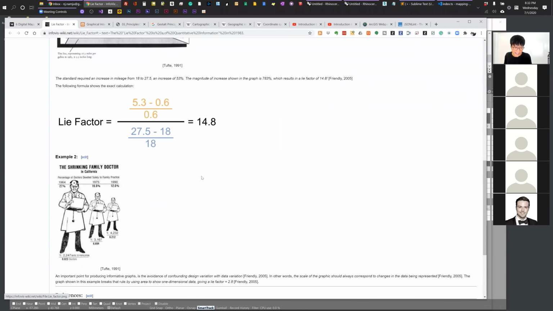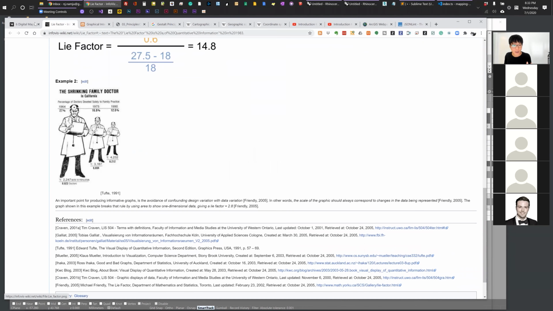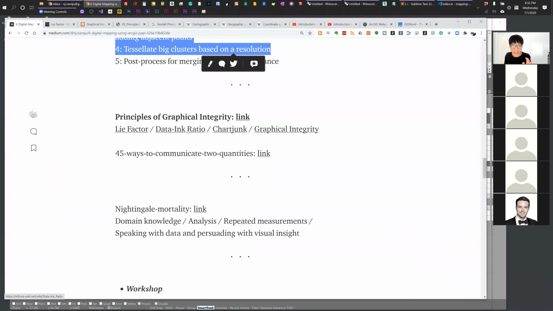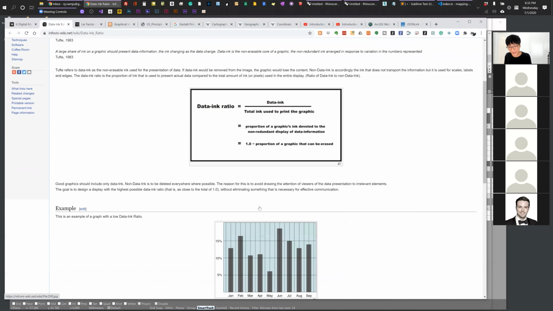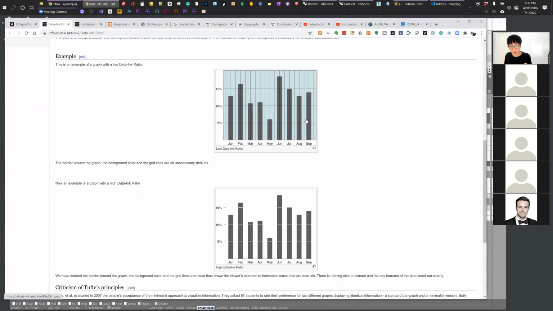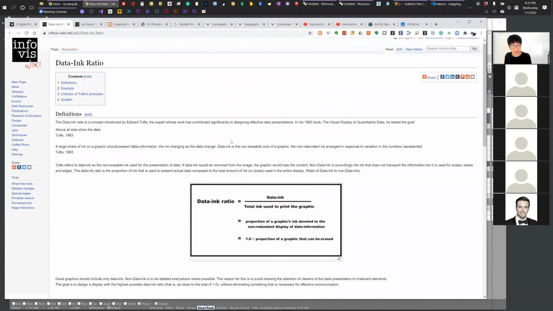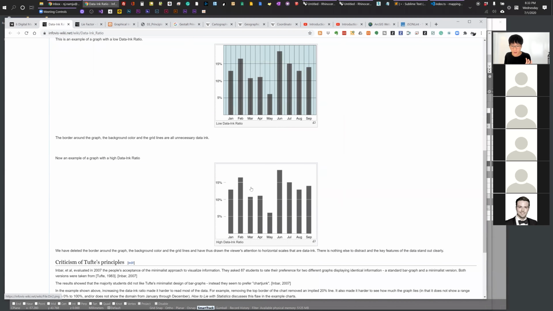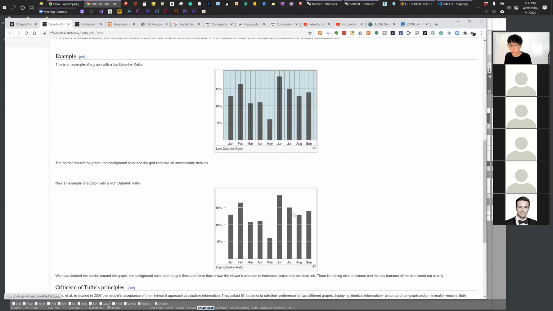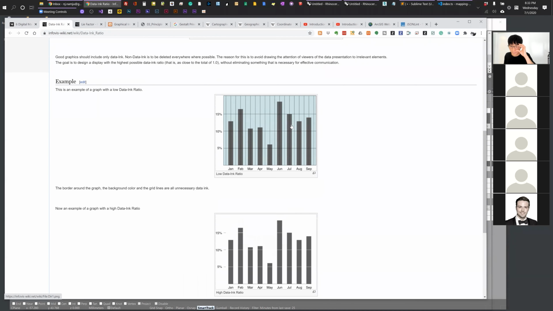There's a lot of insight. And the data-ink ratio is also very interesting. According to this article, on the data-ink ratio, obviously the one below is the more straightforward and clearer way compared to this bar chart. There's some principle.